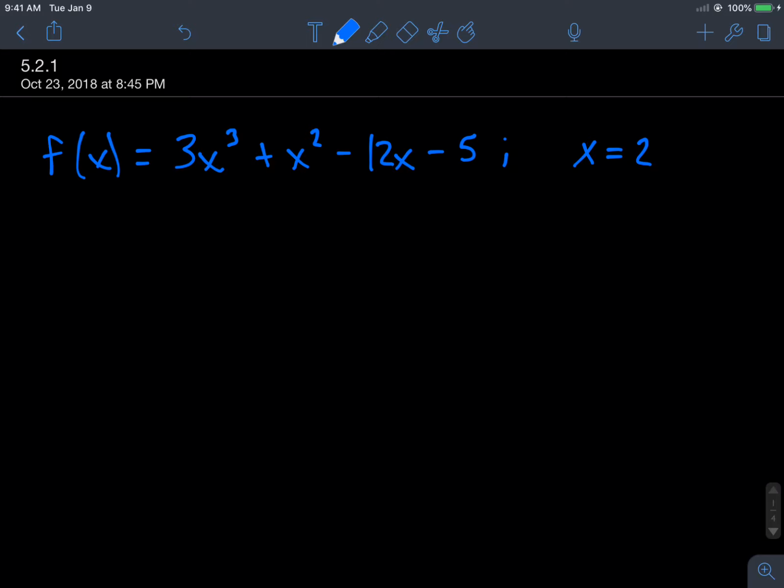Another thing we need to be able to do is evaluate a polynomial, which just means that given some value, we can plug that value in and get what that equation would spit out for us.